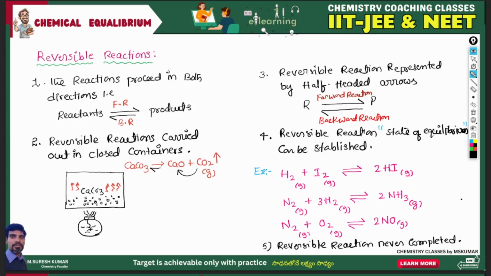I hope you all understand, right? This is the first and most important information regarding types of reactions in chemical equilibrium, reversible reactions and also irreversible reactions.